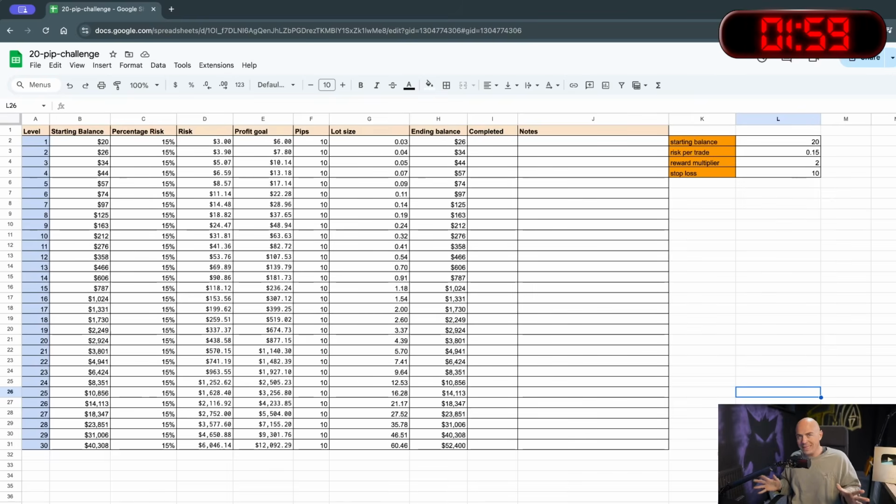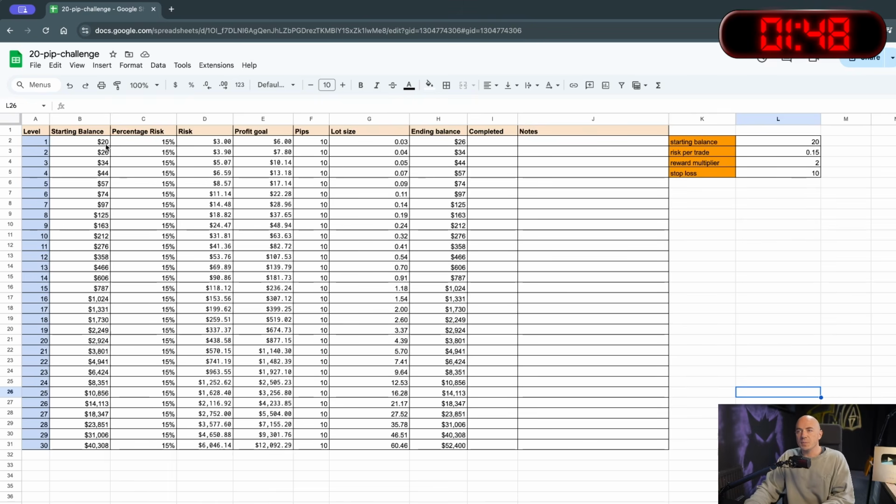In 2 minutes or less, I'm going to show you how to grow a small Forex account starting with just 20 bucks. You've probably seen this spreadsheet before, and I've gotten a lot of complaints about the lack of modularity here. So I made a new spreadsheet for you. I just uploaded it 5 minutes ago.